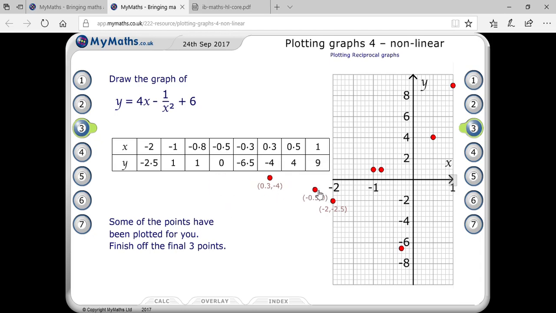(-0.5, 0), -0.5 comma 0. -0.5, that will be here. -0.5 and 0, so that means it will be here. And 0.3 comma -4. So 0.3 is here, and -4 will be here. Okay. Yes.